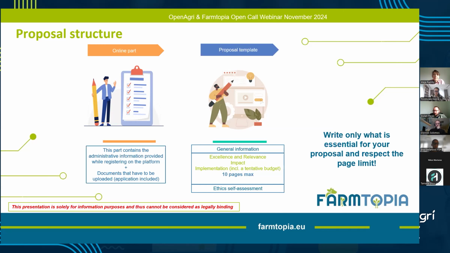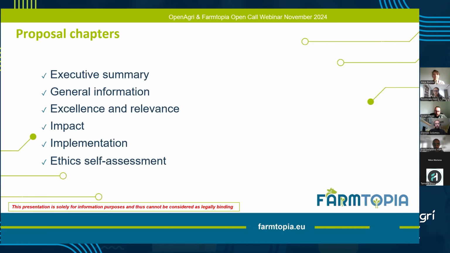And we strongly advise that you write only what is essential and respect the page limit, as the evaluators will be instructed to disregard everything that exceeds the 10 pages limitation for the content part and the character limitation for the general information part. Here you have the chapters in which the proposal is divided. We have the executive summary, the general information, the 3 criteria for evaluation, and the ethical self-assessment.